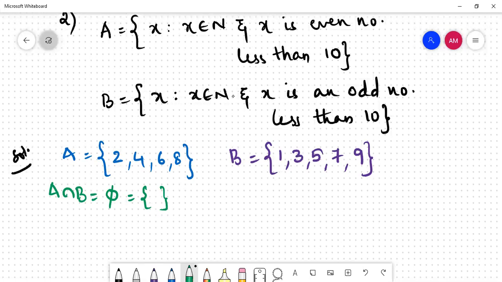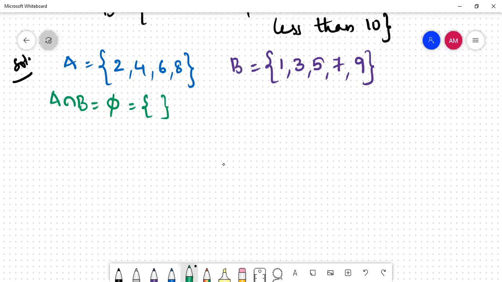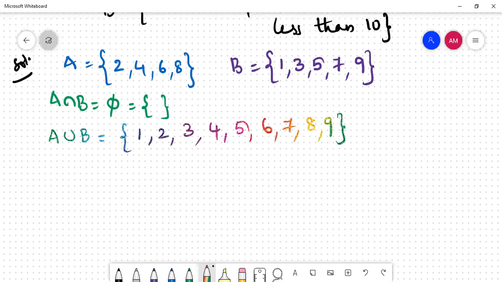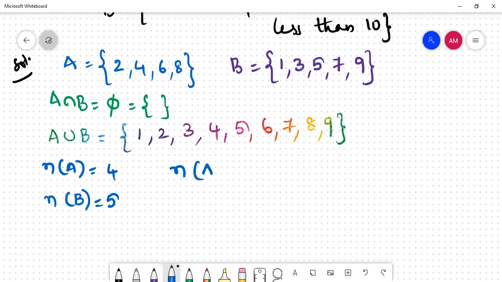So here itself we will write down. What is N of A? What is N of B? What is N of A union B? Now tell me, what is A union B? 2, 4, 6, 8, 1, 3, 5, 7, 9. So now tell me, what is N of A? 4. What is N of B? 5. What is N of A intersection B?